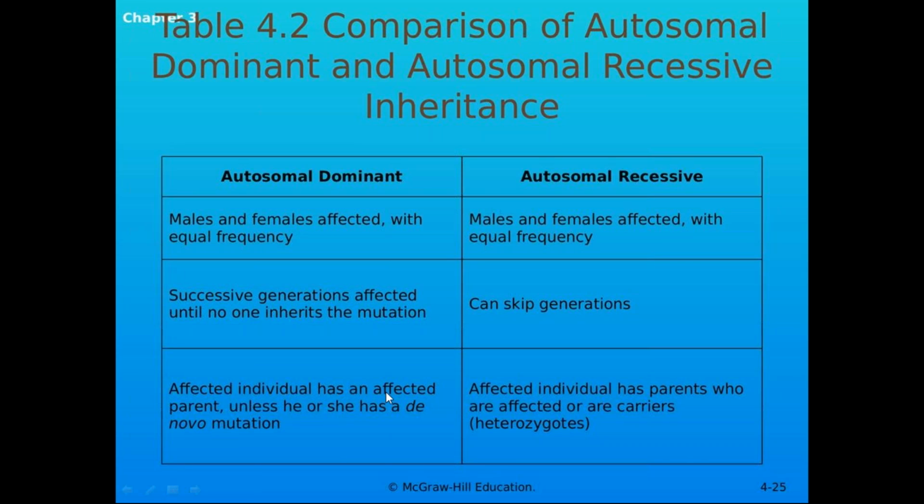An affected individual in autosomal dominant condition has an affected parent unless he or she has a de novo mutation. Sometimes, even if there are no affected parents, children may be affected due to de novo mutation. In case of autosomal recessive, if both parents are carriers, then only they have affected children.